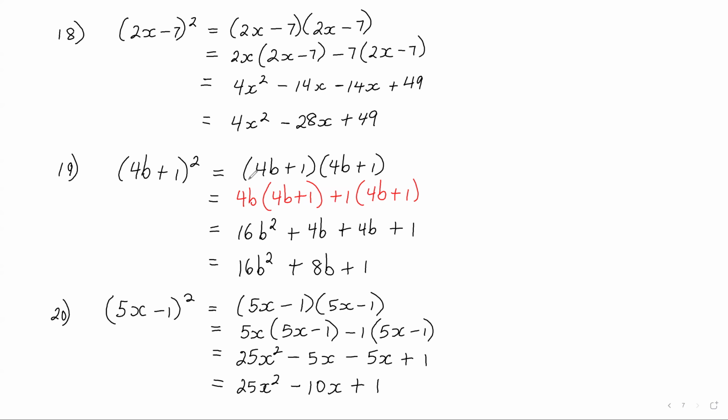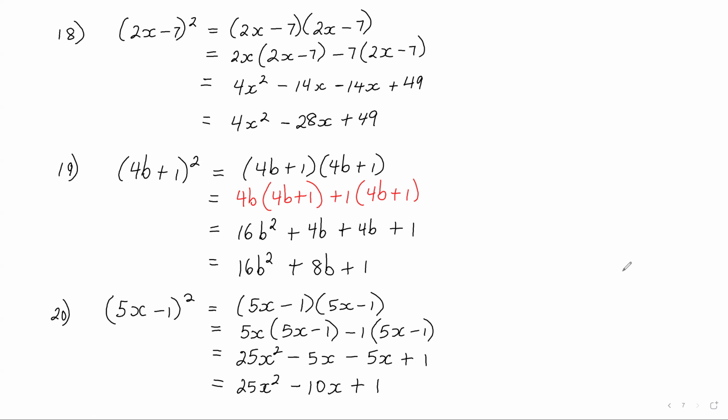So be careful. Lots of students, when they see this, for example, 2x minus 7 all to be squared, they tend to do this thing where they do 4x squared minus 49. They just square the numbers inside, right? But that's not correct. You have to actually multiply the whole bracket by itself, right?